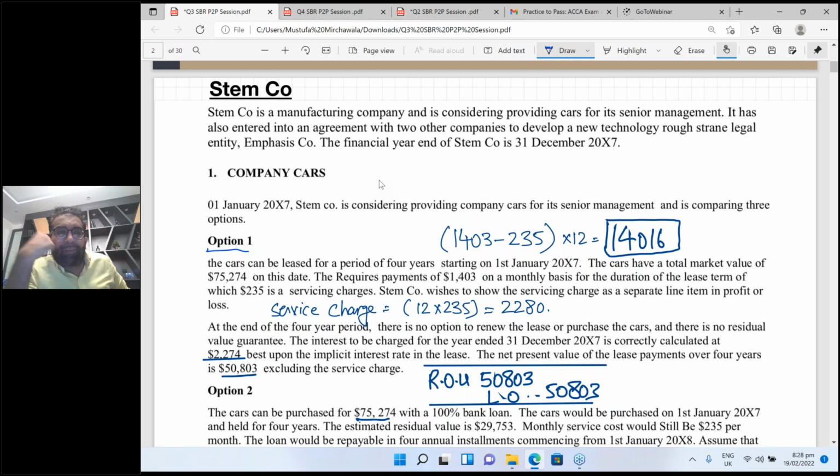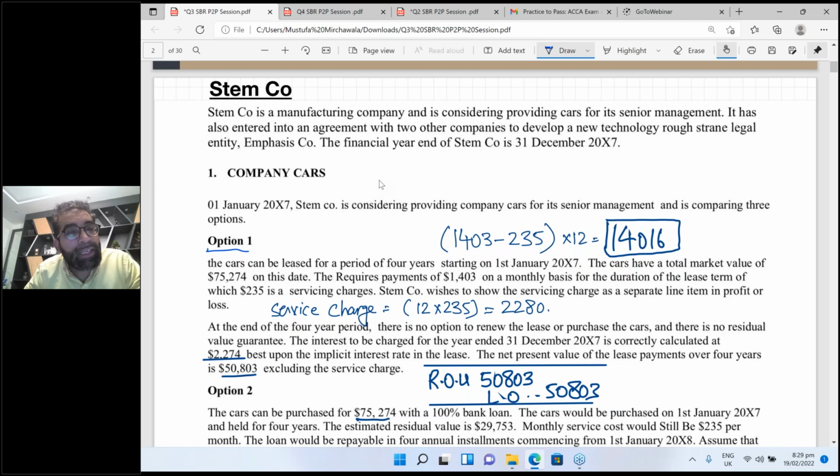Stop. First of all, we are the lessee, because we are taking cars on lease. And I'm sure you all know, for the lessee there is the new accounting standard, IFRS 16, the latest accounting standard, applied in the lessee's books. Now, we have taken it for 4 years, which means it's more than 1 year.